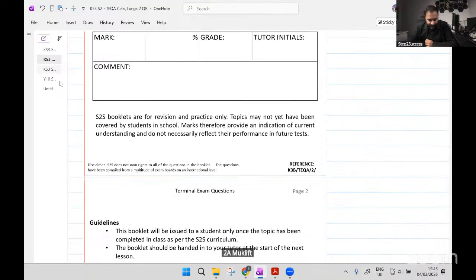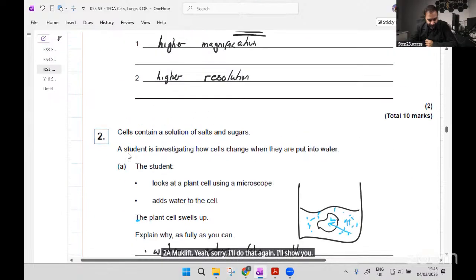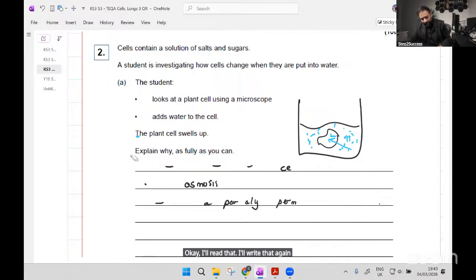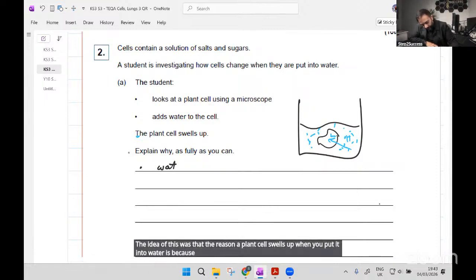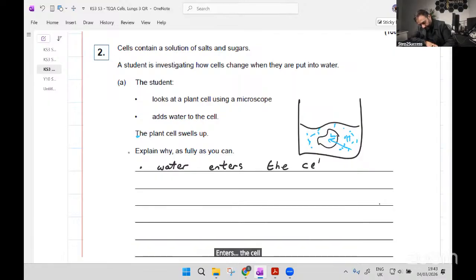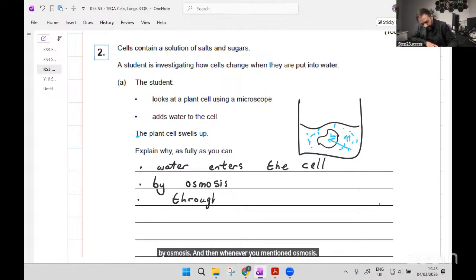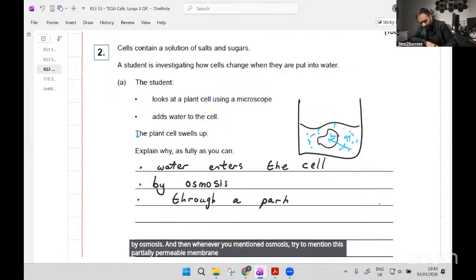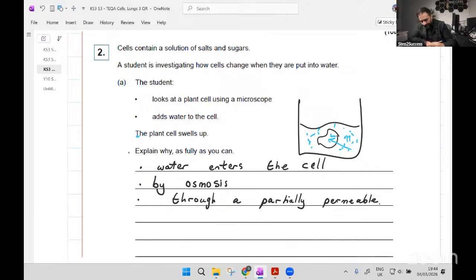2A booklet 3, yeah, sorry, I'll do that again. I'll show you. So, the idea of this was that the reason a plant cell swells up when you put it into water is because water enters the cell by osmosis. And then whenever you mention osmosis, try to mention this partially permeable membrane. It's quite hard for you to remember this right now, but if I say it enough, you'll remember it. Permeable.